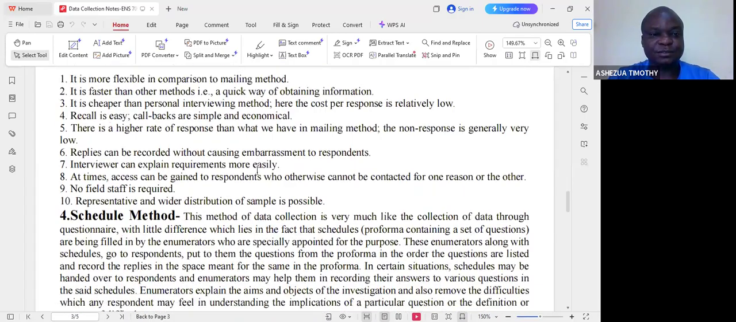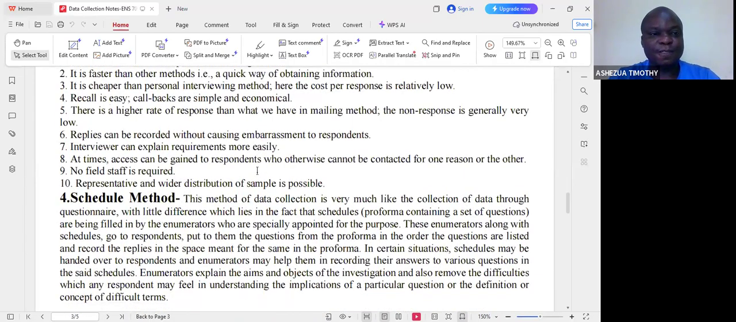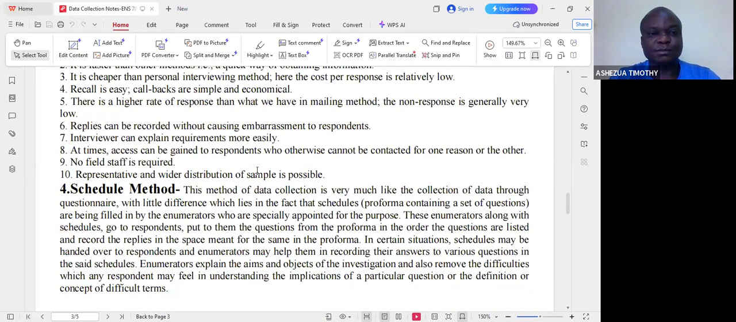And the schedule type of data collection. This method of data collection is very much like the collection of data through questionnaire, with a little difference, which lies in the fact that schedules are being filled by the enumerators who are specially appointed for the purpose.